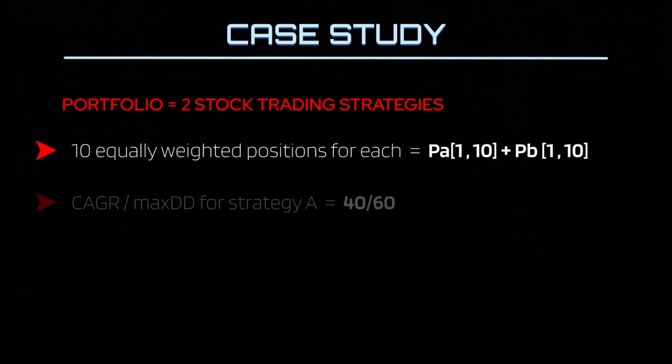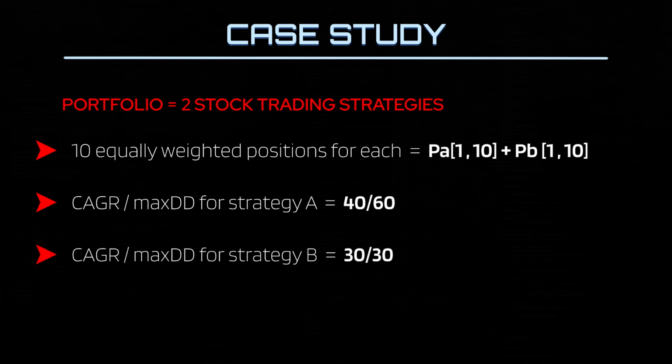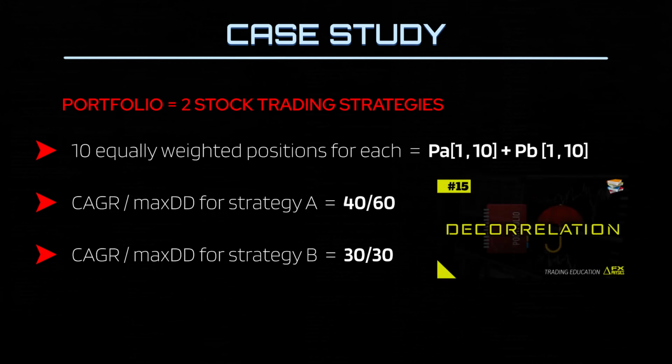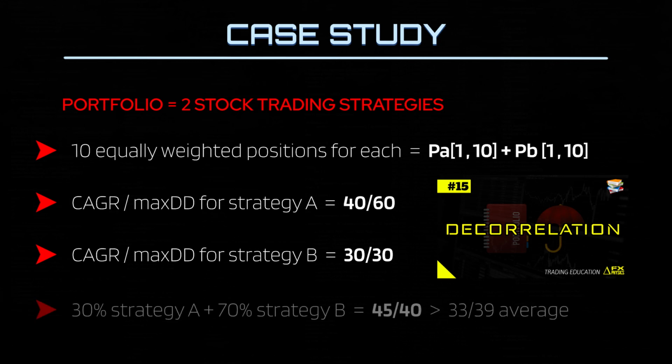Now let's imagine that strategy A has a CAGR to max drawdown ratio of 40/60, while strategy B has a ratio of 30/30. Because these strategies are heavily correlated, you find out that combining them in a portfolio would allow you to increase their average performance ratio to a level that's better than the sum of its parts, a phenomenon that we explained in detail in this video, top right. Quantitative investigation allows you to further discover that an optimal mix would be to allocate 30% of your capital to strategy A and 70% to strategy B.